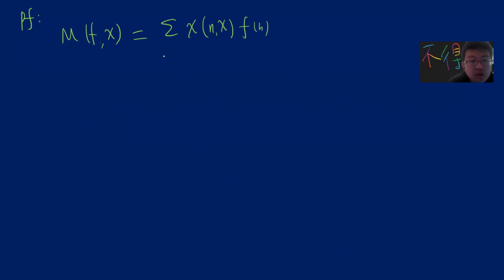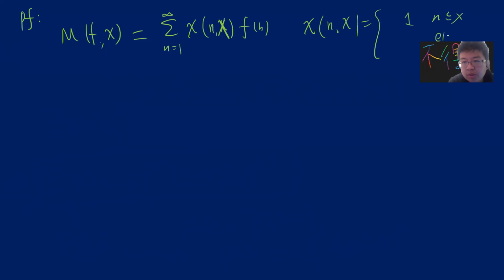Okay, maybe let's still give it a proof. So let's write f of x as, let's define chi of n, x, times f of n, summed from n equals 1 to infinity. This chi of n, x is defined to be 1 if n is less than or equal to x, else it is 0. Okay, so I can just take the integral from 1 to x bar of f of x.